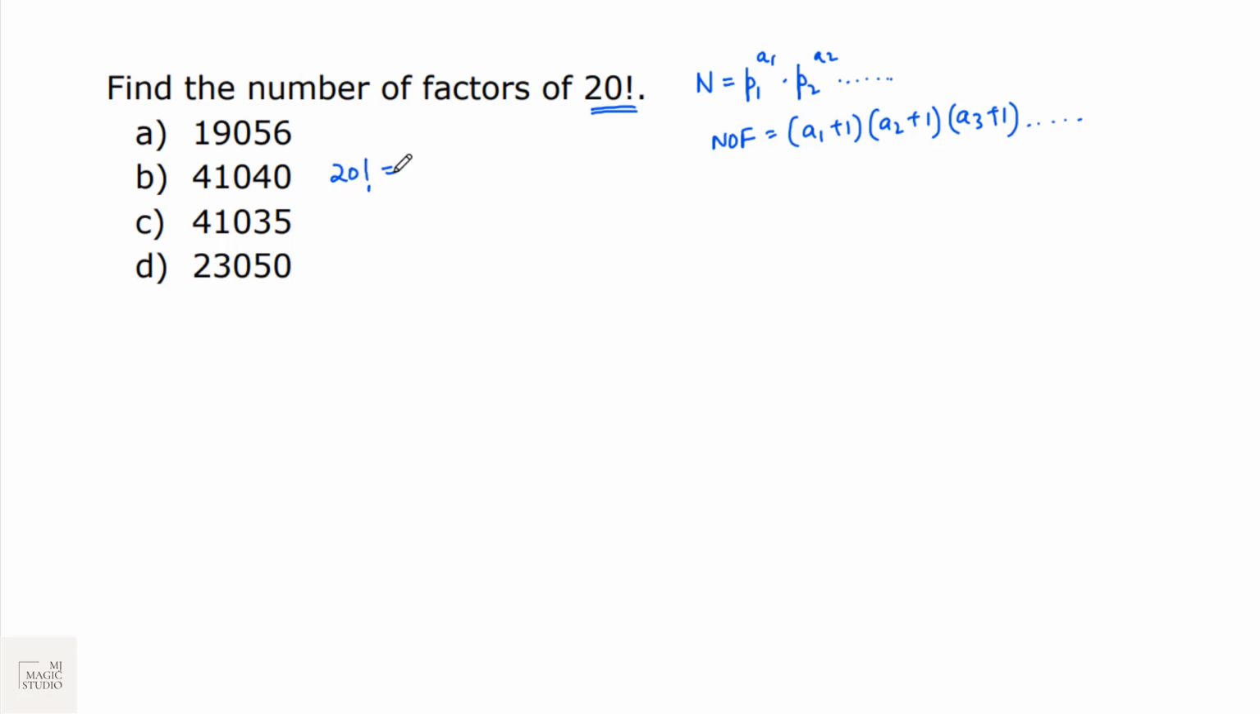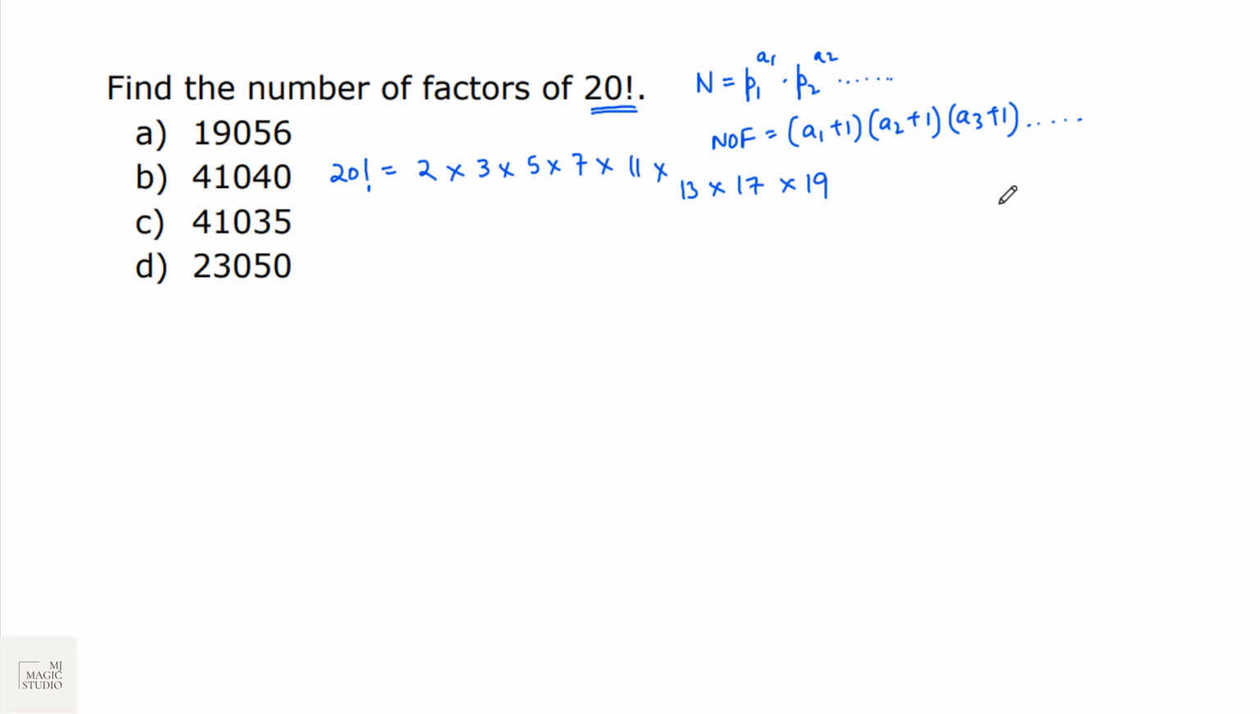Factorial 20 is nothing but 1 into 2 into 3 into 4 till 20. That means the prime numbers involved in this particular number can only be 2, 3, 5, 7, 11, 13, 17 and 19 and nothing else. These are the prime factors involved in this multiplication. Now our task is to find the powers of these prime numbers, that is, how many times 2 can divide factorial 20.